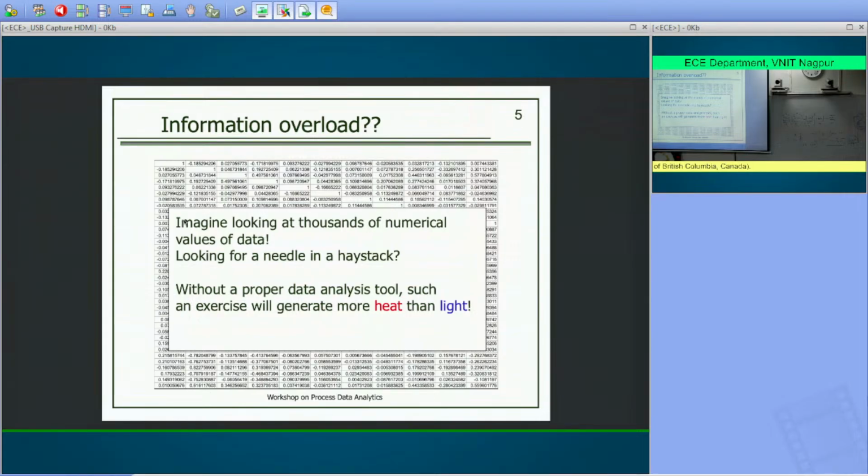The other issue is, I talked about big data yesterday. There's just so much data out there. You don't want to be inundated and overloaded by Excel spreadsheets and numbers, right? So that's not going to be very helpful. Instead, we want to use proper data analysis tools to generate different types of plots and highlight important features in the data.